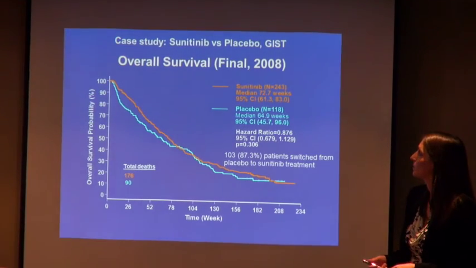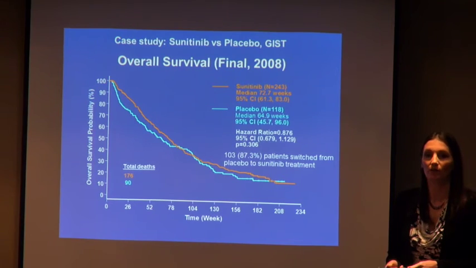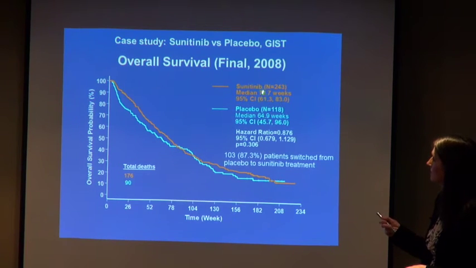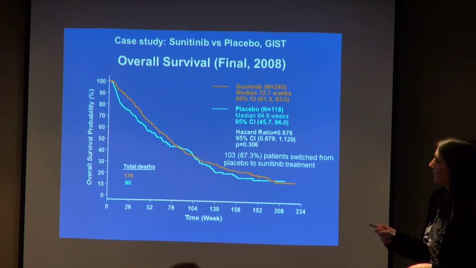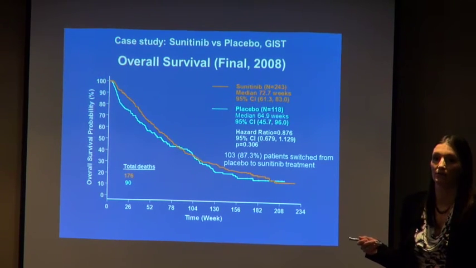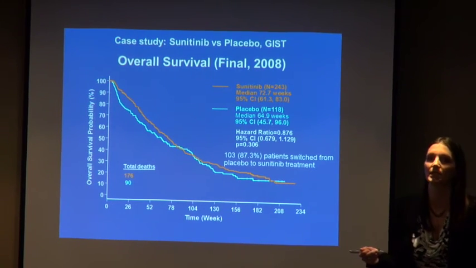So an example to put this into perspective. This is the sunitinib trial that I talked about at the beginning. And this was their intention to treat analysis. So they compared sunitinib to placebo. At the end of the trial, the hazard ratio was 0.876, p-value of 0.306. They'd had an interim analysis that had looked fantastic for overall survival. You know, really, I think the hazard ratio was 0.6 or something like that.